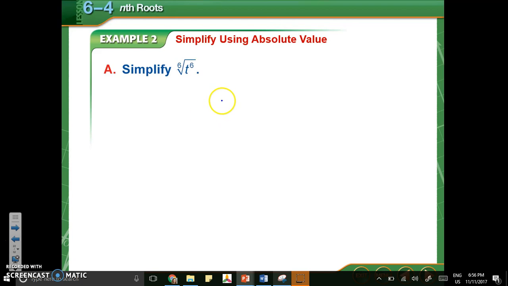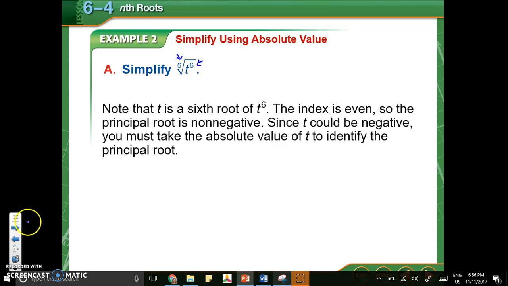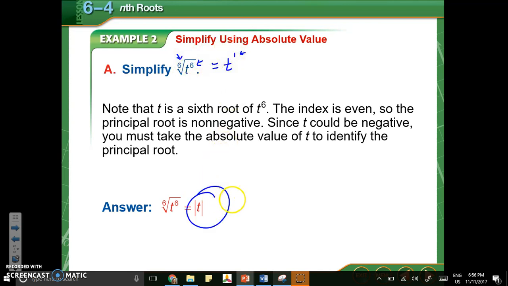Okay, so let's look at this. The 6th root, so an even index, of t to the 6th, even index, even power. What's my answer? It is t to the 1st, right? The 6th root of t to the 6th is t to the 1st. T to the 1st, that's an odd power. So I have an even index of an even power and I get an odd power, so I have to use the absolute value of t to make sure that I'm identifying the principal root, the non-negative root.